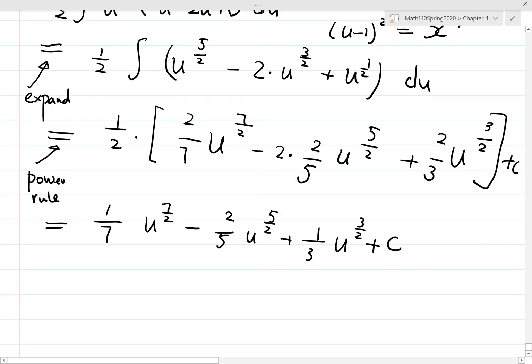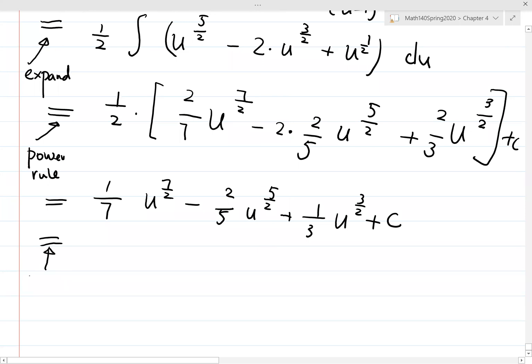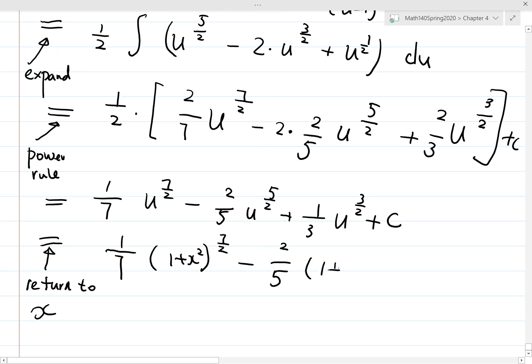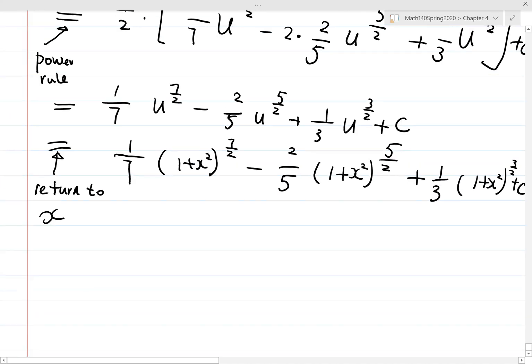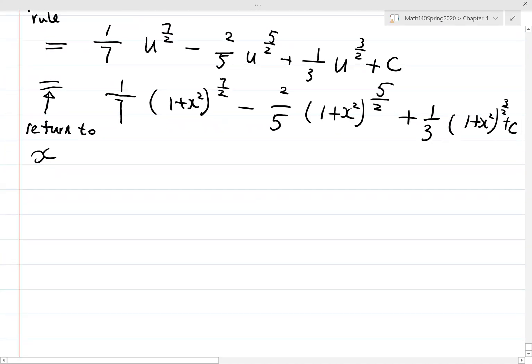Then return to the original variable, return to variable x. Since u is 1 plus x squared, we get 1/7 times 1 plus x squared to the 7/2, minus 2/5 times 1 plus x squared to the 5/2, plus 1/3 times 1 plus x squared to the 3/2, plus C. You can of course check this answer using differentiation. Okay, more examples.